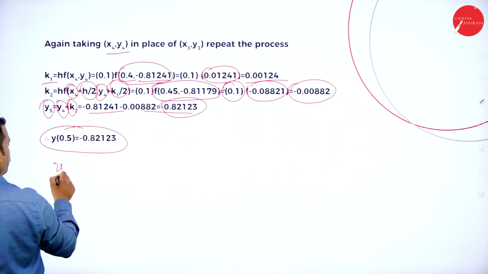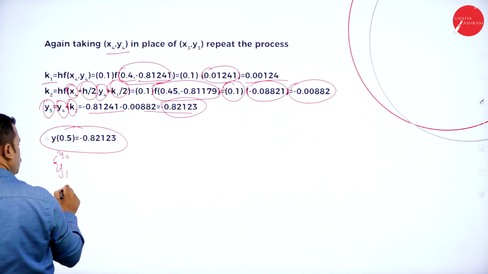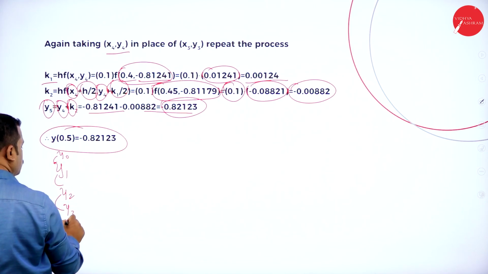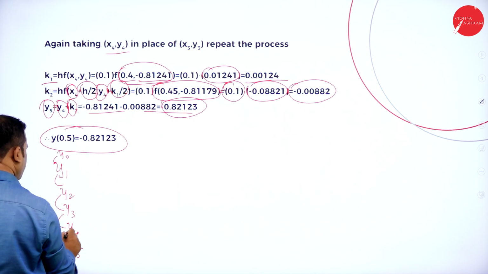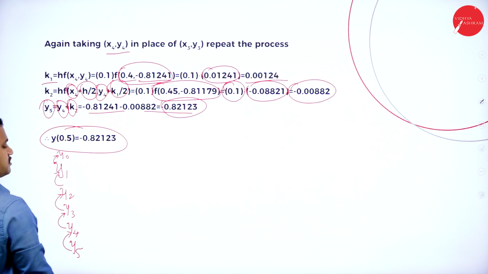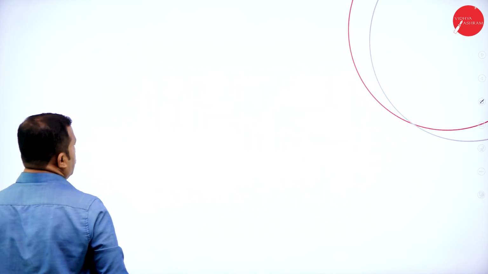So what is that I am finding here? Y1 is obtained from Y0, Y2 from Y1, Y3 from Y2, Y4 from Y3, Y5 from Y4. So we have the terms like this. So this is how we are going to calculate the values.